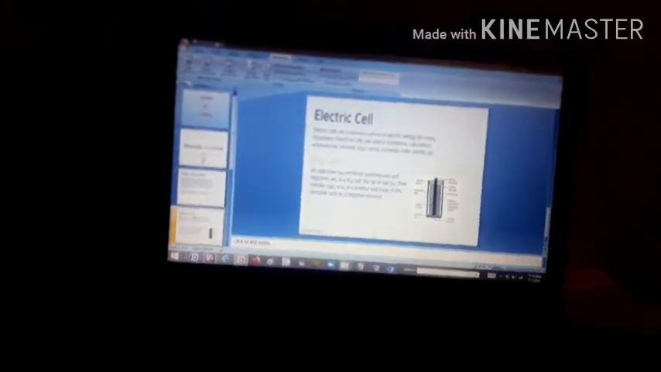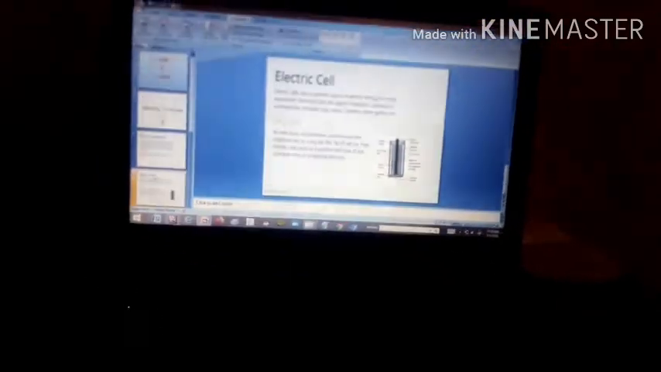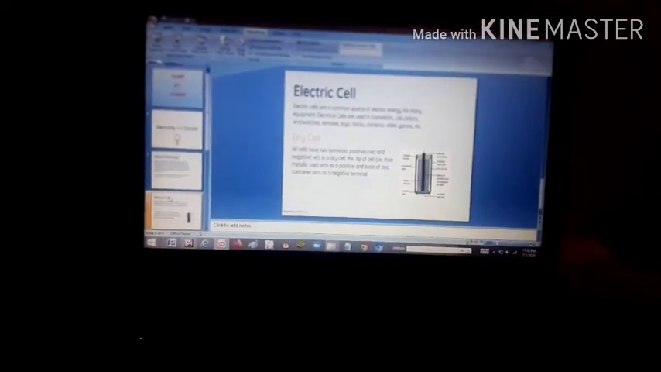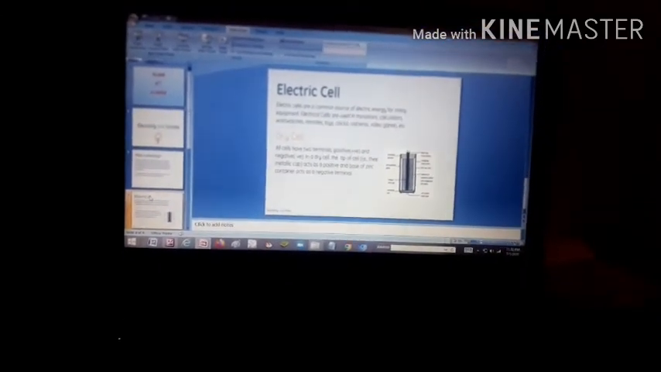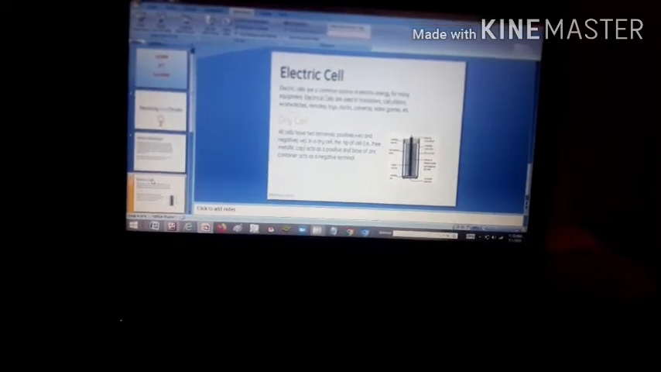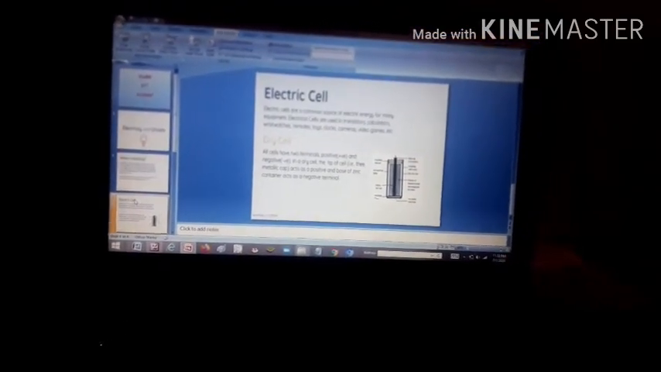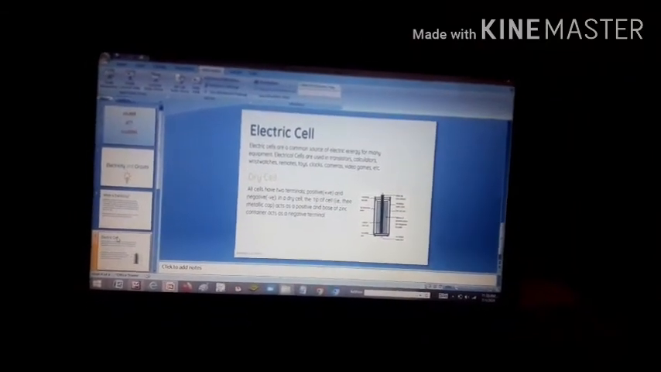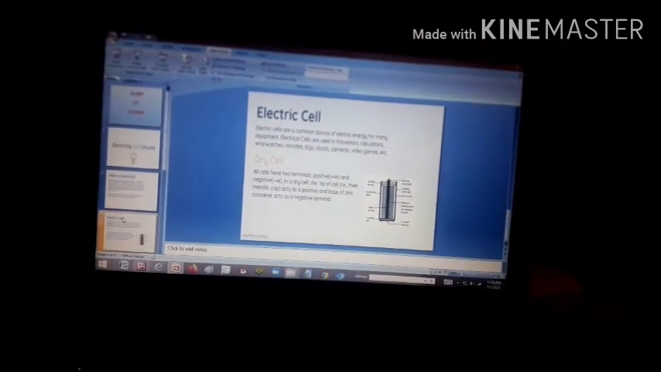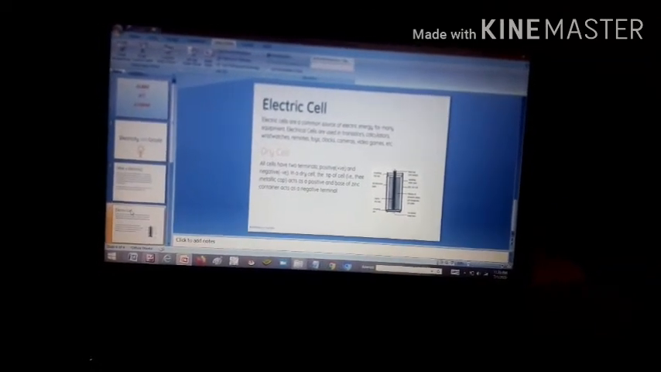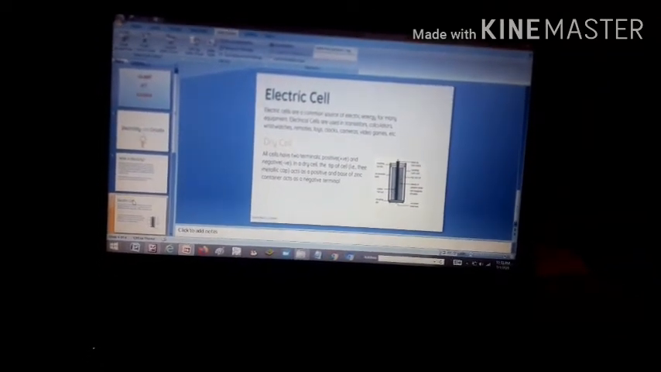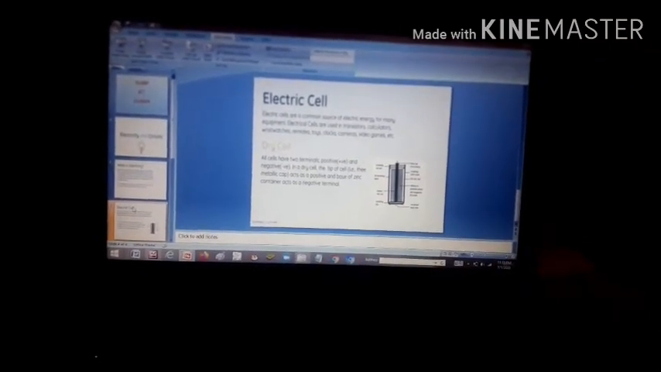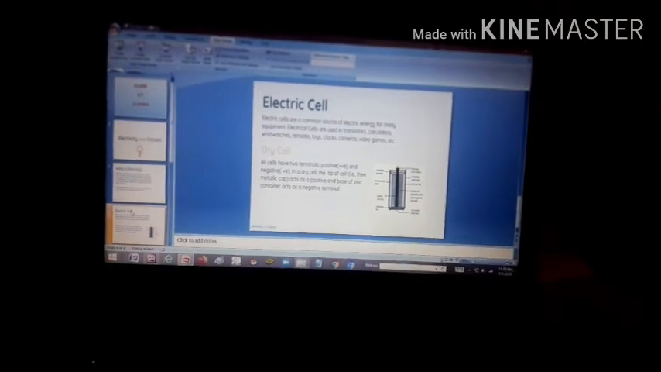Now we will discuss the structure of a dry cell. An electric cell has 2 terminals, a positive and a negative terminal. In a dry cell, the tip of the cell acts as the positive terminal and the base of the zinc container acts as the negative terminal. When we connect the positive and the negative terminal of the cell with the help of a metal wire, the current flows through it. An electric cell contains chemicals inside it.